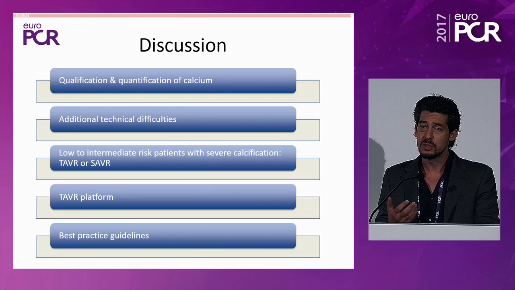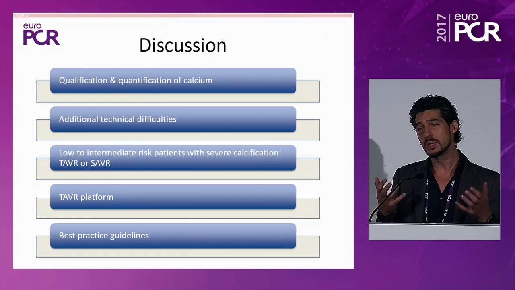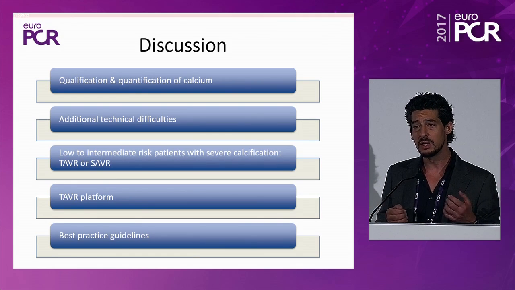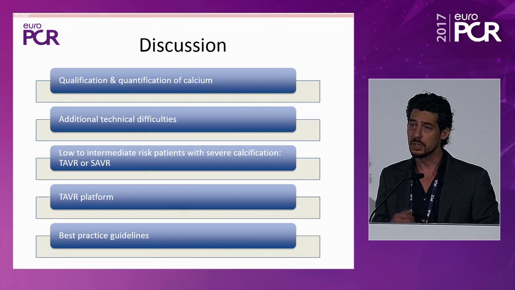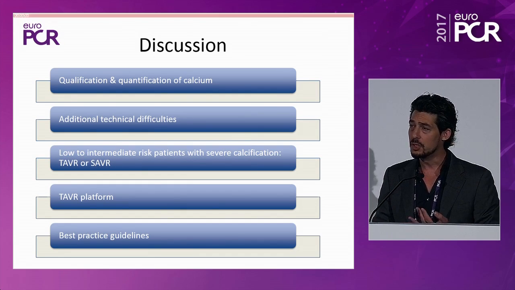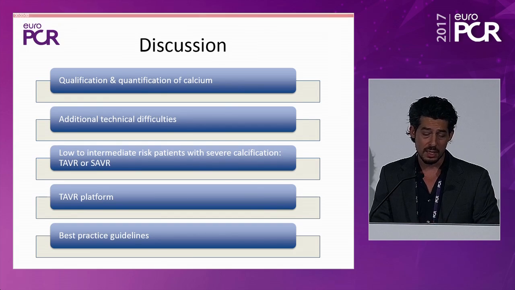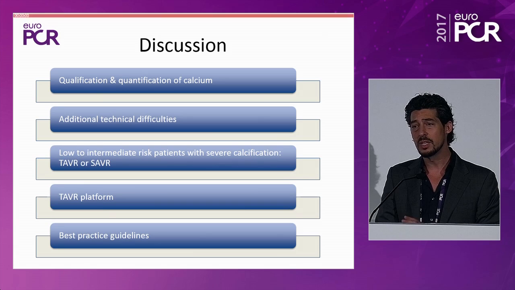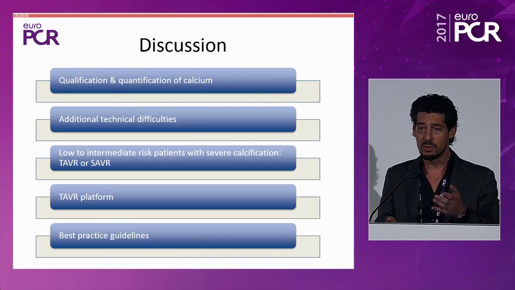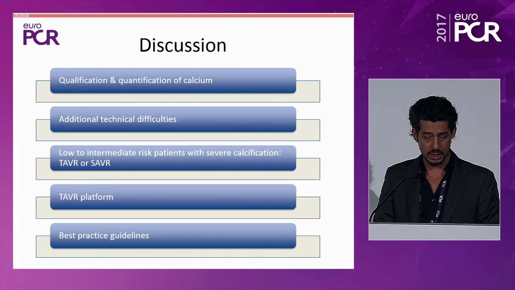And again, this has to do with the fact that what you're trying to do is find the difference between the background and the calcium. And it's all about Hounsfield thresholds. So that's one question we can discuss. The second one is, are there any additional technical difficulties that you might encounter when you have patients with LVOT calcification that might make the procedure difficult, for instance, a horizontal aorta that we're going to hear about afterwards.